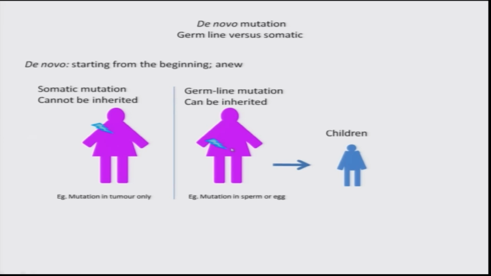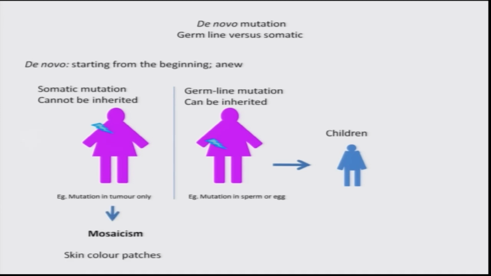But if a defect happens in one of the germ cells of an individual, and that germ cell leads to the formation of an embryo and children, then you would see the phenotype from the next generation onwards. So, these are called germline mutations that can be transmitted.